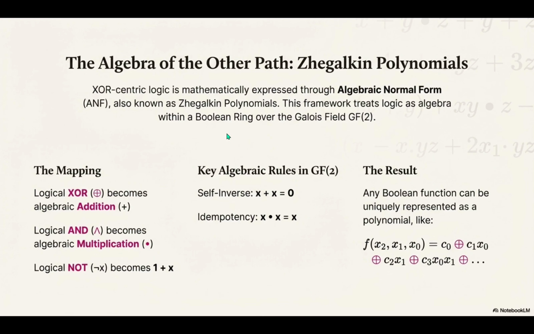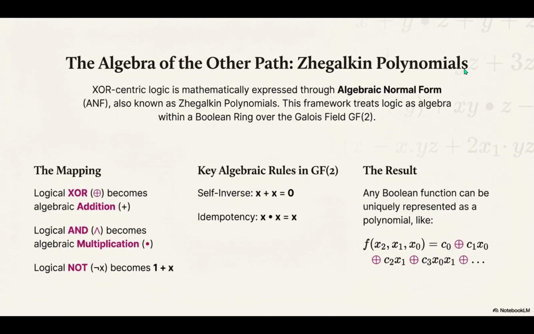It is. We have to leave the logic gate diagram behind for a moment and move into a cleaner mathematical space. And what's fascinating here is that the mathematical engine driving this revolution is the algebraic normal form, or ANF. Also known as Zhegalkin polynomials. Exactly.